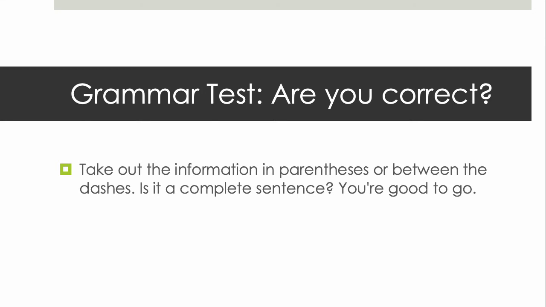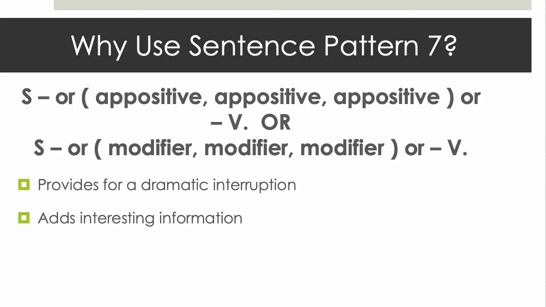There's a grammar test to figure out if you are doing these sentences correctly. If you take out the information in parentheses or between the dashes, ask yourself, is it a complete sentence? If it is, then you're fine and can move forward. Okay, so why use sentence pattern 7? It does provide for a dramatic interruption. It also adds interesting information in a way that helps the reader pause in the middle of a sentence.